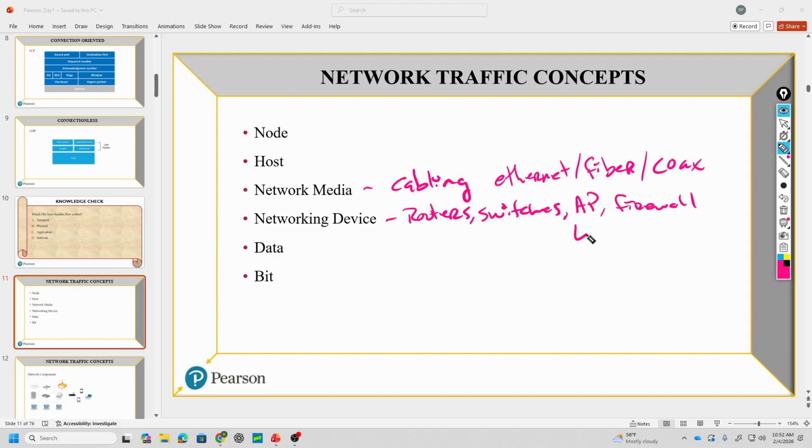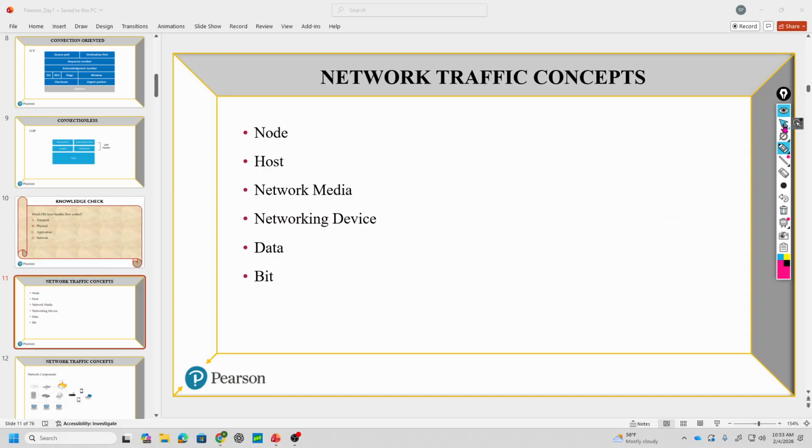You could throw in a load balancer. All right, so these are types of networking devices. Then we have data. So data is consistent of whatever that data is, i.e. ones and zeros, okay? And then of course a bit is a single 1 or 0. And ones and zeros is pretty much either on or off, okay? We'll get more into those later and how they actually can play out.